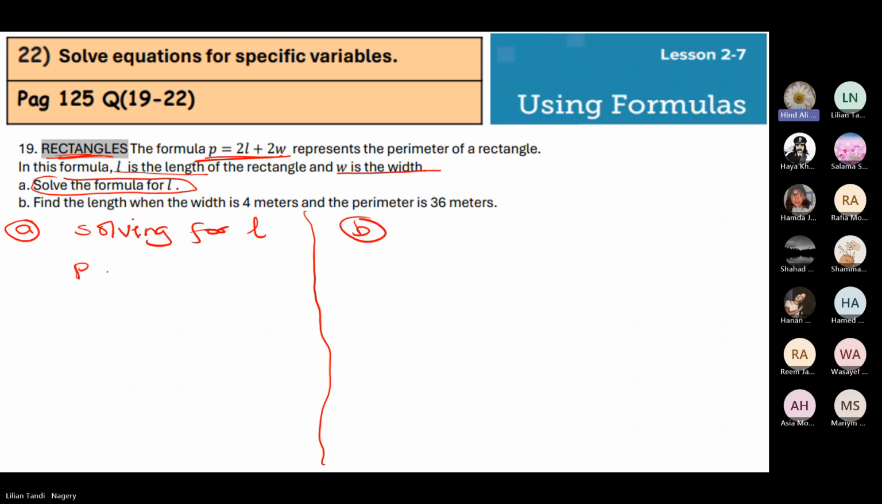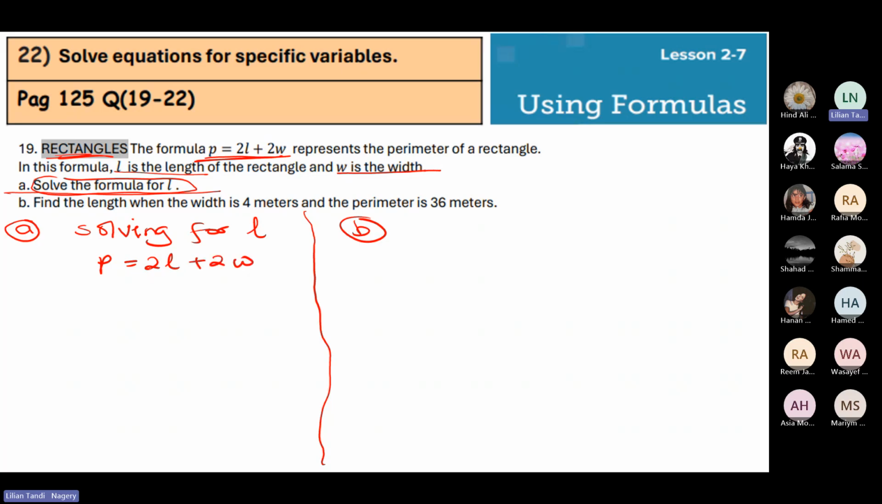Miss, in the exam we have to write what we will do. It's always good because you're answering. What does question A say? Solve for L. So I'm saying here, solving for L. So this is P equals 2L plus 2W.